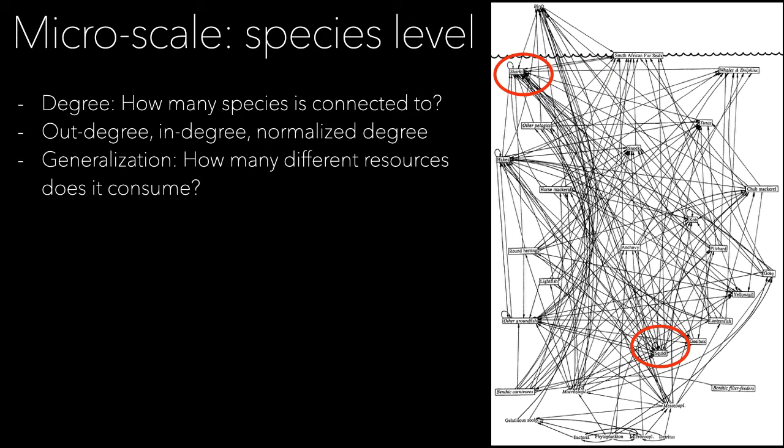Then there is what we call the generalization. It is attempting to describe generalist, answering to the question, how many different resources does a species consume? We can see, for instance, sharks and squid are quite generalist species. They feed on a very broad set and range of prey.